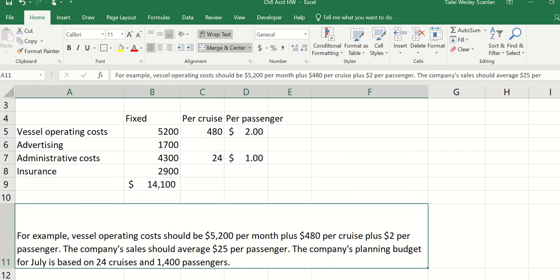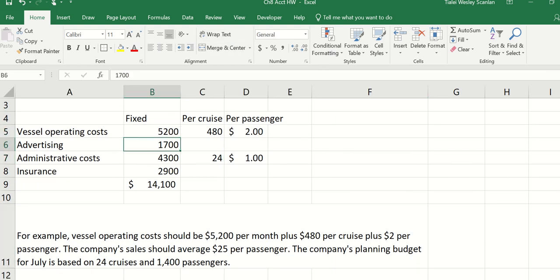Vessel operating cost should be $5,200 per month, $480 per cruise, $2 per passenger. They average $25 per passenger. That would be similar to a sales price, so they're going to sell a ticket that costs $25. And then their budget for July is based on 24 cruises and 1,400 passengers.